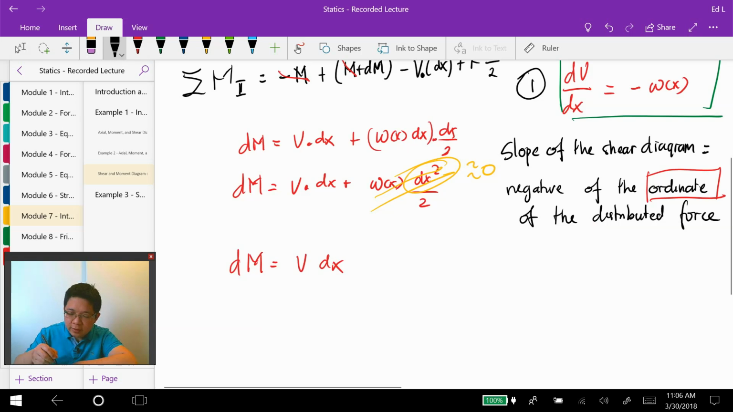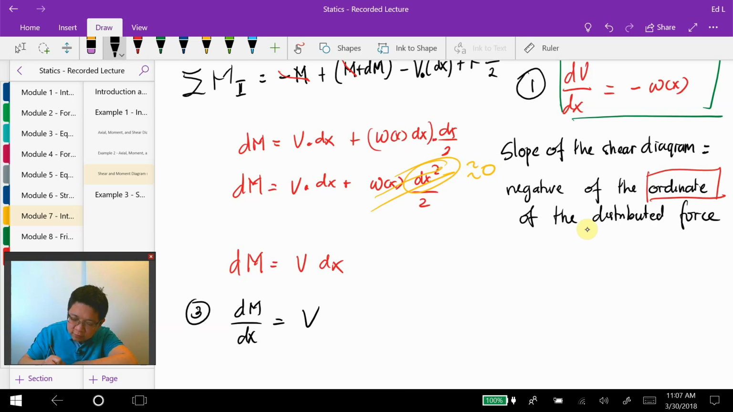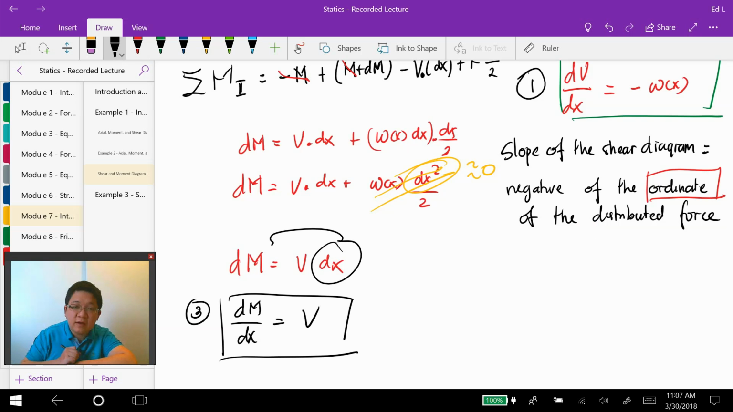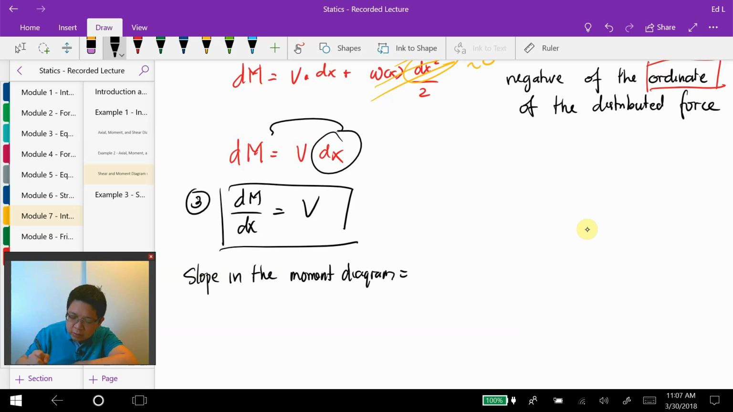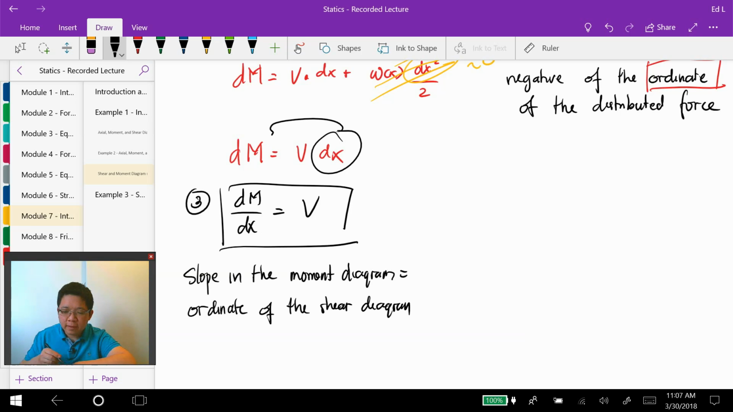And with that, I can form my third rule, which is dM/dx is equal to V, where I move this dx to the left-hand side of the equation. So this third rule tells me that the slope in the moment diagram is equal to the ordinate of the shear diagram, okay.